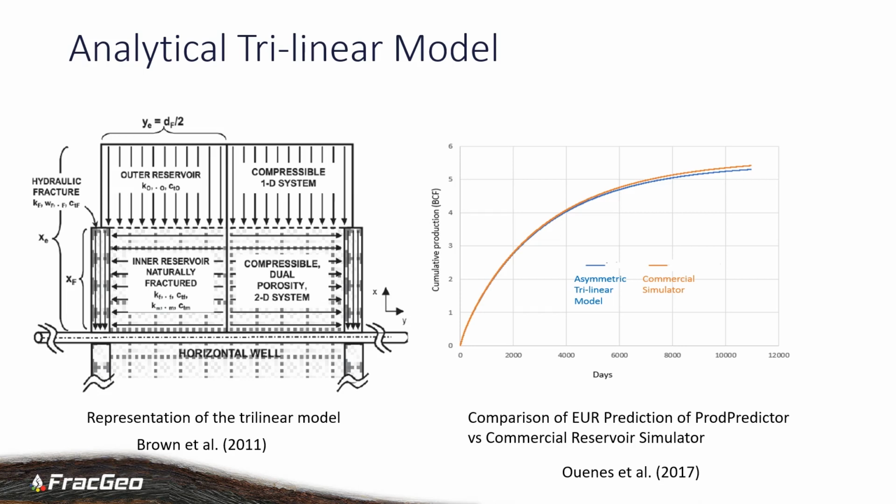The trilinear model considers three different regions, namely the hydraulic fracture region, the inner reservoir which is naturally fractured, and the outer matrix reservoir. Using these flow regimes, the Darcy's flow equations are rewritten by using dimensionless variables, and the coupled equations are solved in the Laplace domain to estimate the results.